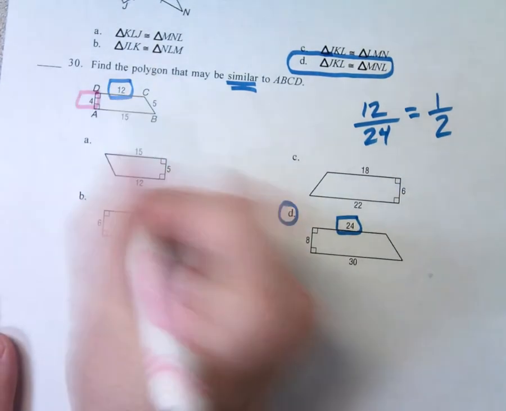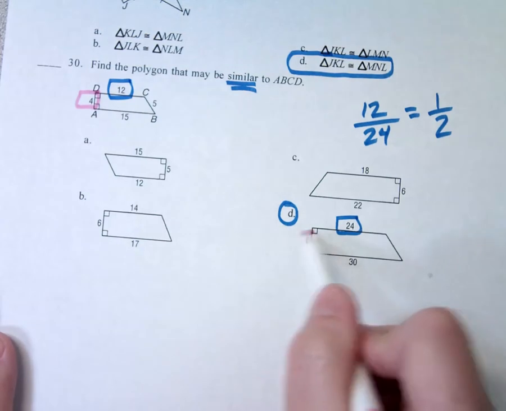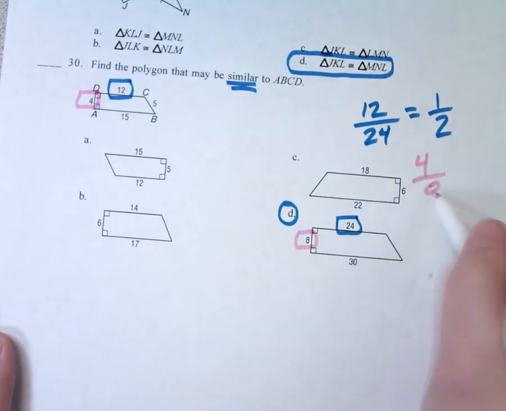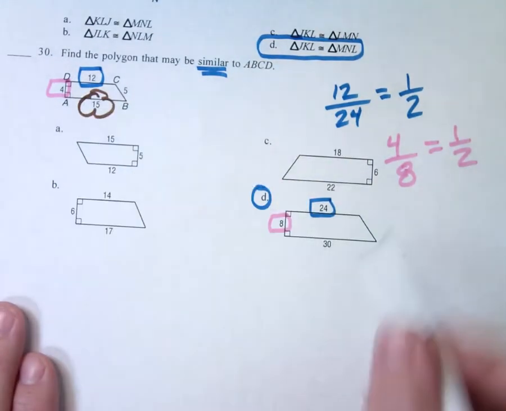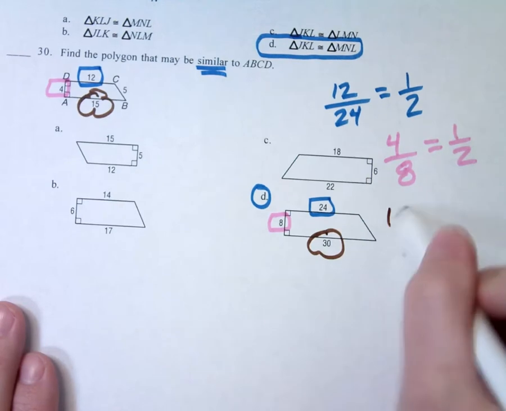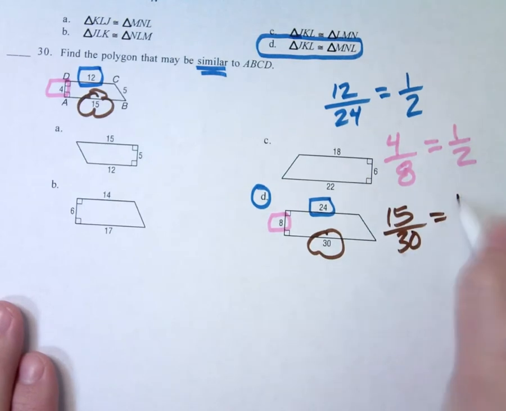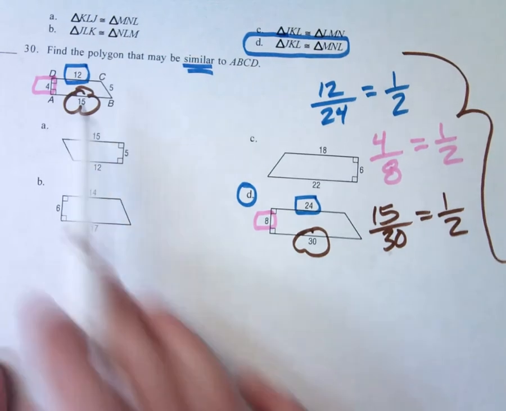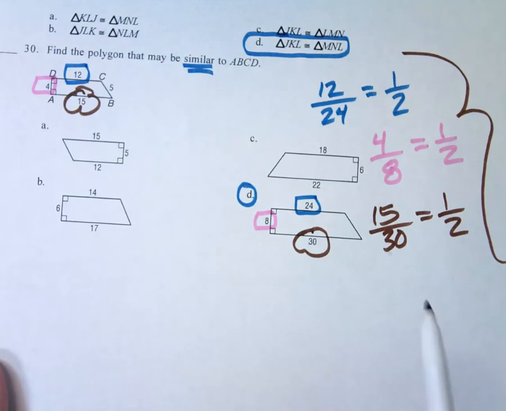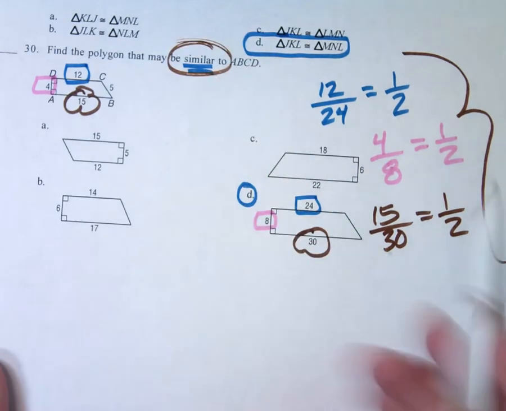Then if I try the 4, I compare it with the 8, and I get the similarity ratio of 1/2. And if I compare the 15 to the 30, I get 15 over 30, which is the same similarity ratio of 1/2. Because I get the same similarity ratio of 1/2 the whole way through this picture and this picture, that's how I know those shapes are similar.